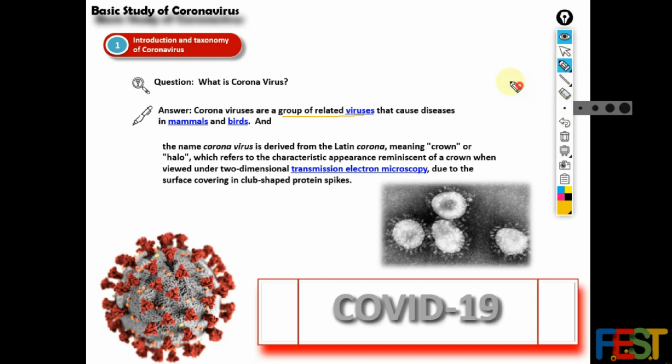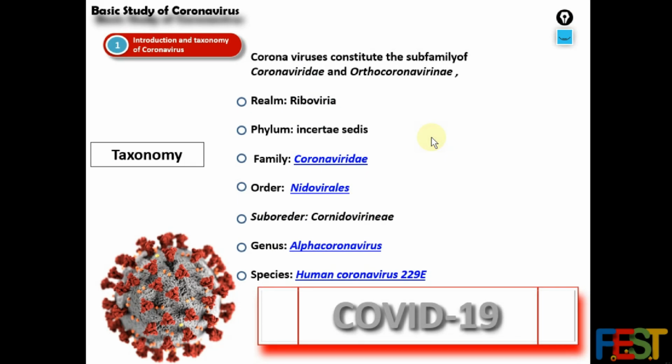I will show you like this. Now this is the classification you will see here. This is the coronavirus families, genus and suborder. This information I collected from the internet. Still research is going on. We might be seeing more subspecies of coronaviruses.